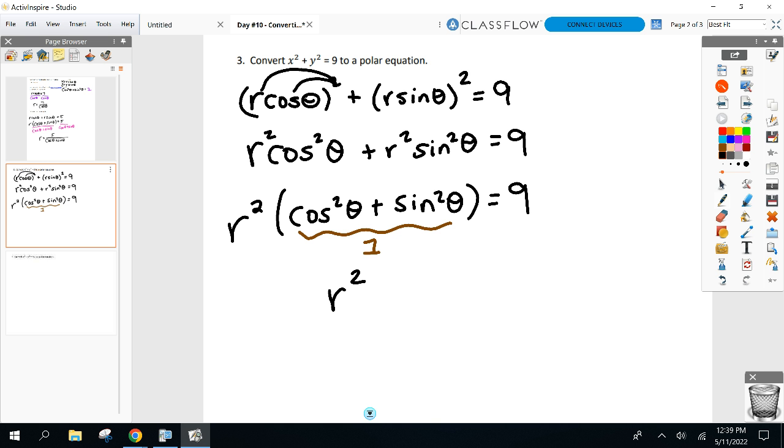R squared equals 9. And you guys know I need R by itself. Square root both sides. And as simple as this looks, this is the equation in polar form. R equals 3.